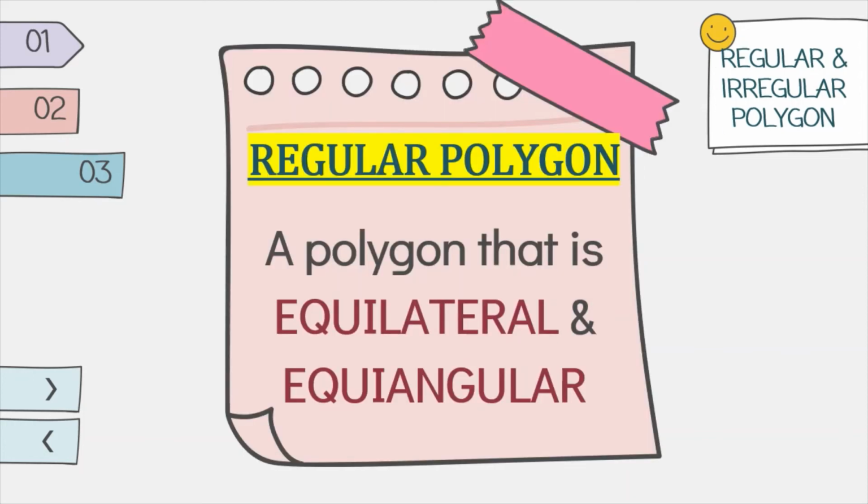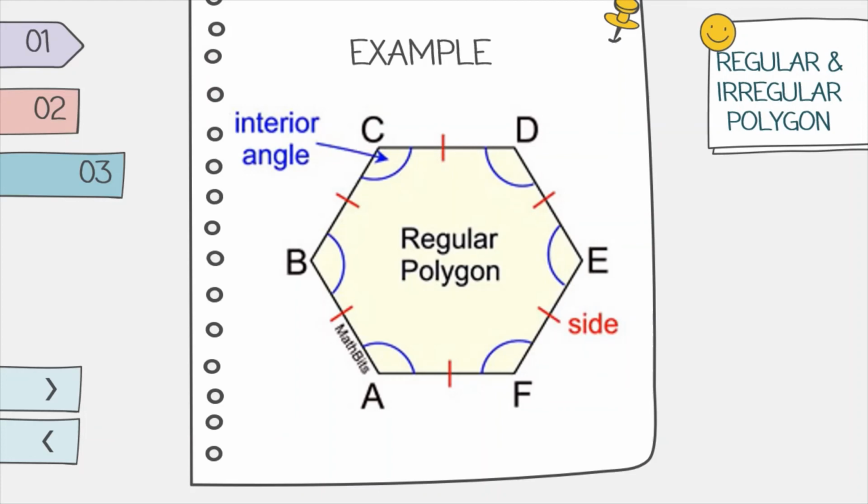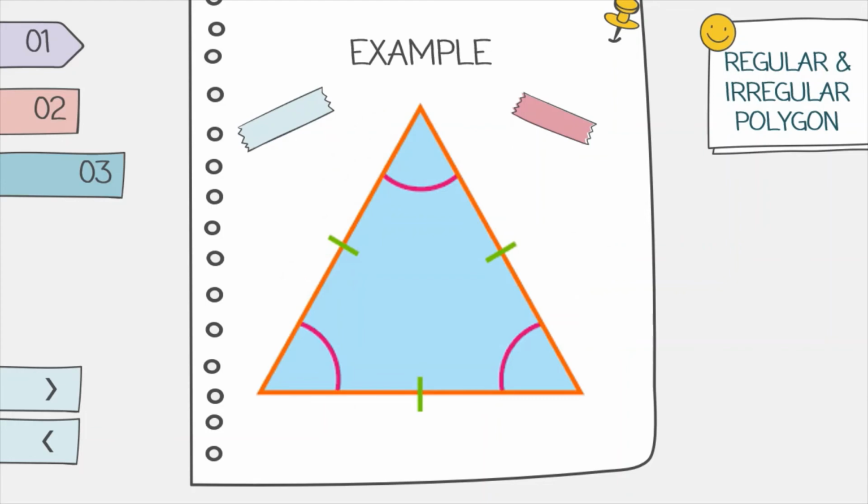Pag sinabing regular polygon, a polygon that is equilateral and equiangular. Ibig sabihin, masasabi silang regular polygon kapag all sides are congruent and all angles are congruent. For example, this one. This is a regular polygon kasi all angles are congruent and all sides are congruent. So, this is a regular hexagon. Another example is this triangle. They have equal sides, so all sides are congruent and also the angles are congruent. So, equiangular and equilateral. Meaning this is also a regular polygon.